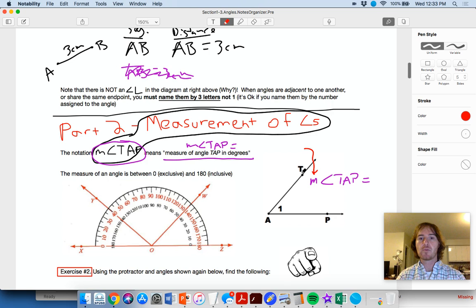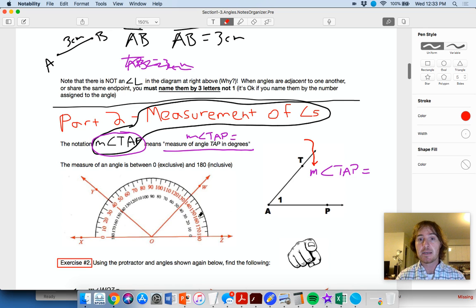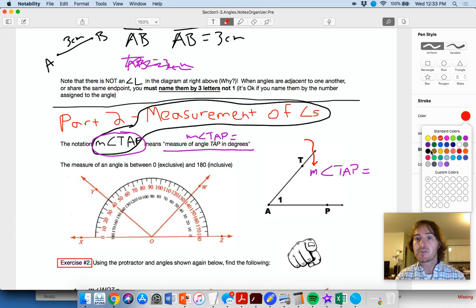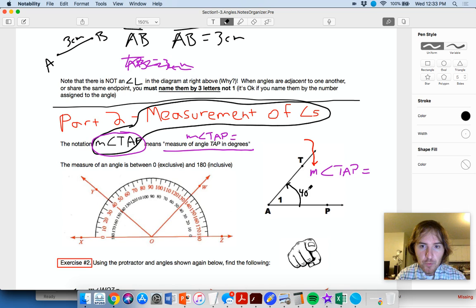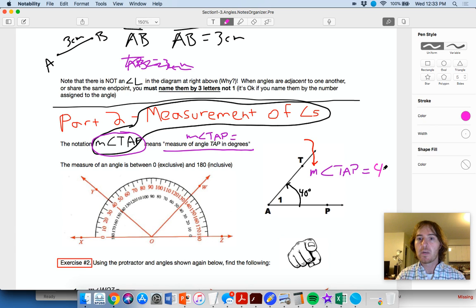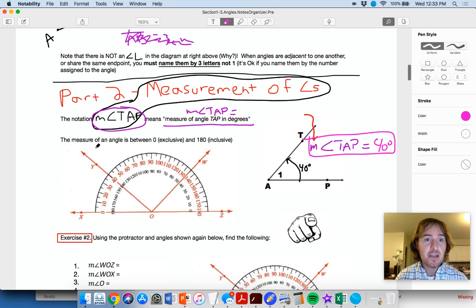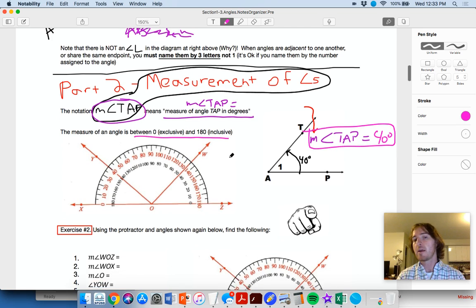If you had a protractor, you might get the measure of angle TAP more closely, but I'm trusting you guys have done protractors in middle school and can eyeball this pretty well. I would say this is about 40 degrees. So the measure of angle TAP equals 40 degrees. That's how you'd write the actual angle measurement in degrees. You're never going to see angle TAP equal to 40. Another thing: the measure of an angle is between 0 and 180 inclusive. I'll get to that because that's actually a rule we'll get to.